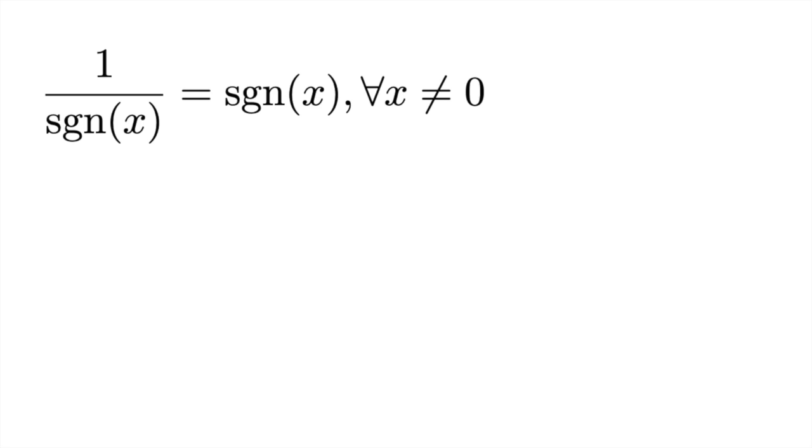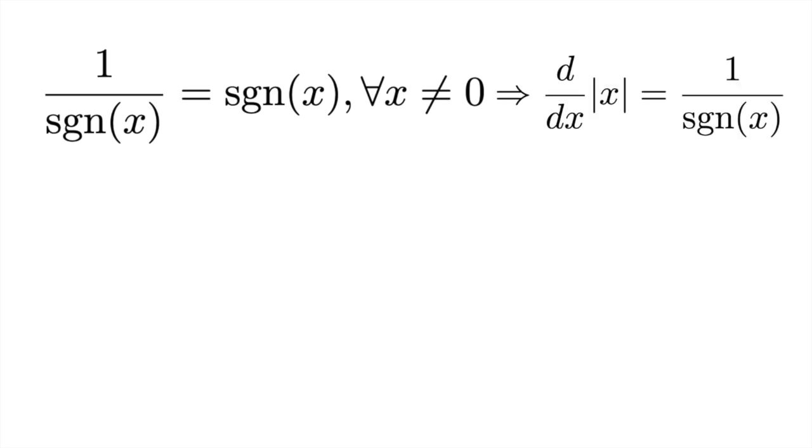There are a few other properties of the signum function to note. The first is that since 1 and -1 are their own reciprocals, signum is always equal to its reciprocal, except when x equals 0. With this, we can also rewrite the derivative of the absolute value of x as simply 1 over signum x, since this function is undefined for x equals 0.